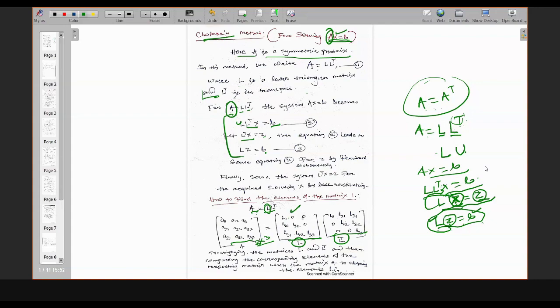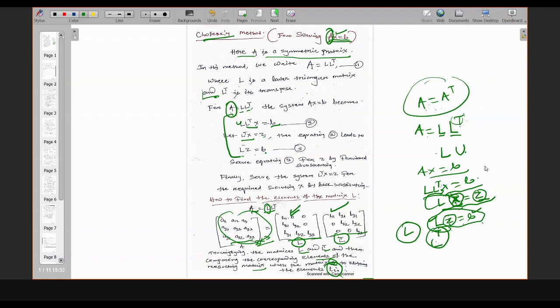What I am doing here is multiplying these matrices, like how you had done for the LU decomposition method. So multiplying the matrices L and L transpose that I had written here, and then comparing the corresponding elements of the resulting matrix with the matrix A, which is the left hand side matrix, to obtain the elements Lij of the matrix L. Once you find the elements of the matrix L, you take the transpose of this L matrix that you need to use here.